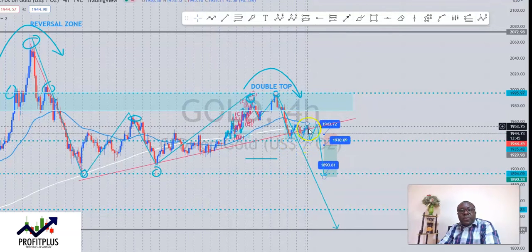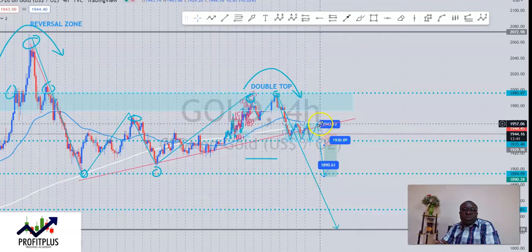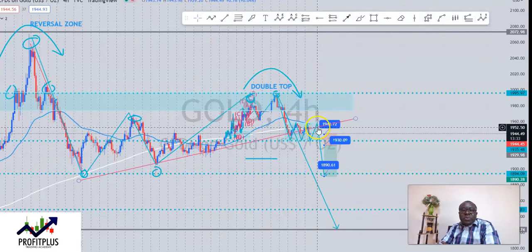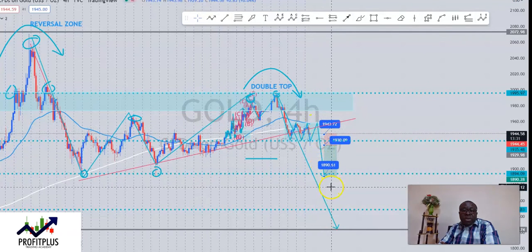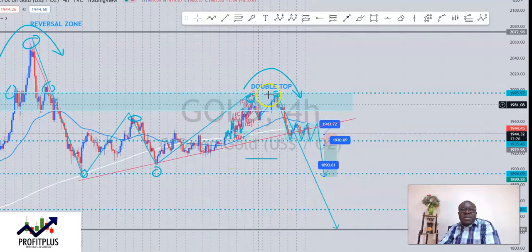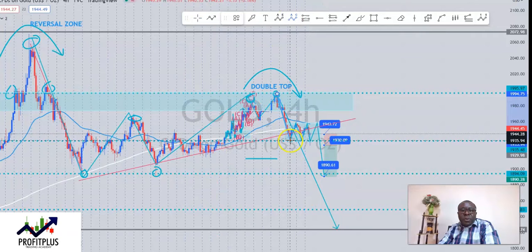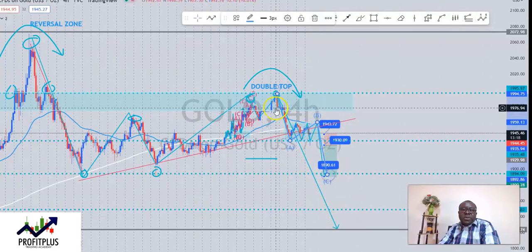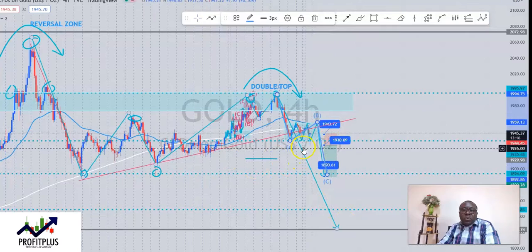1, 2, 3, 4. It's completed the 4th one, and it's expected to move back up to around the 1957 handle, before price will be expected to crash from here, to complete this ABC kind of pattern that I'm seeing here. You can see it from here. 1, 2, 3, 4. So this looks like an ABC wave pattern.